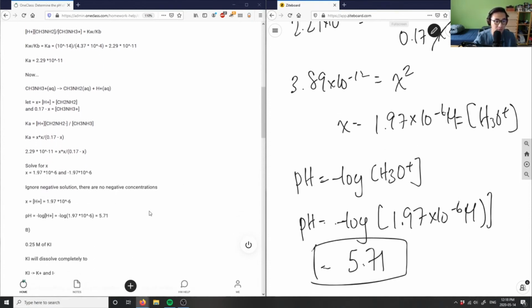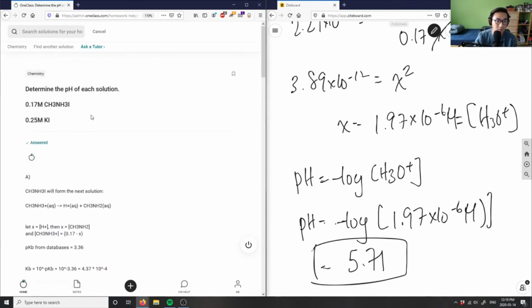And as you can see, this guy should be 5.71 here, yes. So pH here is 5.71, which is great. So this first solution here is correct.